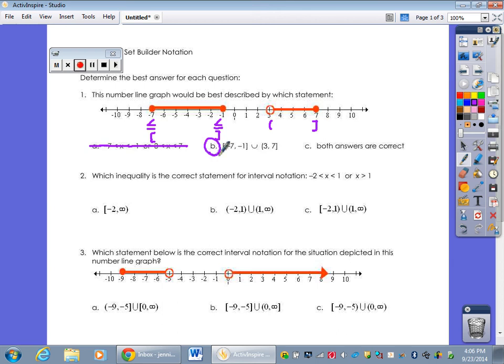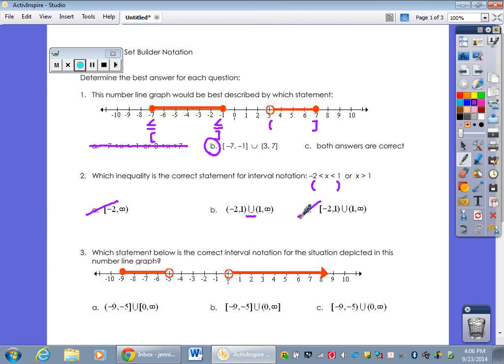Which inequality is the correct statement for the interval? Well, we've got -2 to 1 and we're not including because we don't have the little bar underneath. So this is going to be parenthesis to parenthesis. So that means that A has to be out because it's got a bracket. We've got parenthesis to parenthesis, and then we've got another one which means we have a union. So these two are possibilities, but C has a bracket, so C can't be the answer.